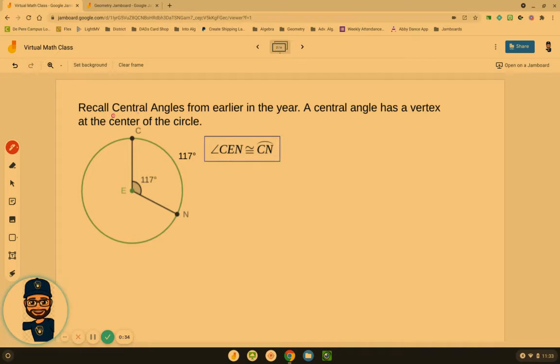Okay, so we had this idea called central angles. If it goes through the center of a circle, this angle, CEN, equals the same as the arc CN. Why are they equal? Because it is the central angle, the vertex is at the center of the circle. So that's the most important piece about understanding this relationship. CEN has its vertex at the center of the circle. Therefore, this central angle is equal to the arc.